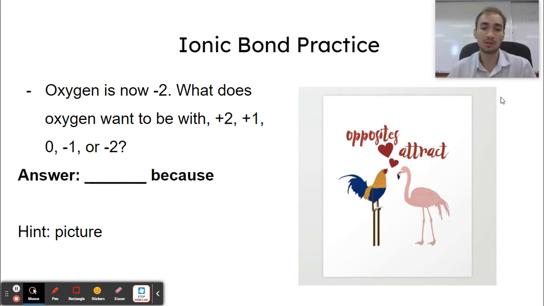What does oxygen want to be with? Which one would oxygen prefer? Does oxygen want to be with a +2, +1, a 0, a -1, or a -2? And the picture is a hint.